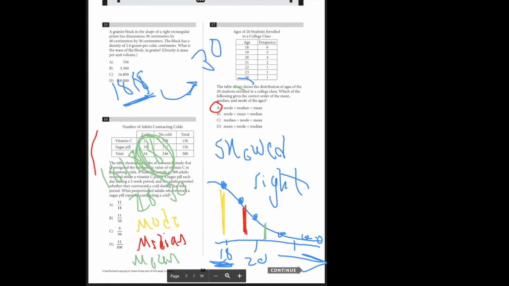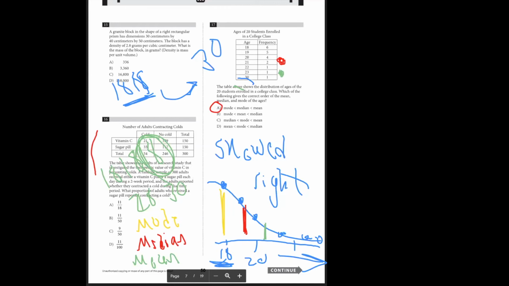The median is going to be somewhere around here, and then the mean, of course, is going to be pulled higher than the median because those large data values are affecting an average, but they're not affecting a center value. So that would be A. This is like pure stats.